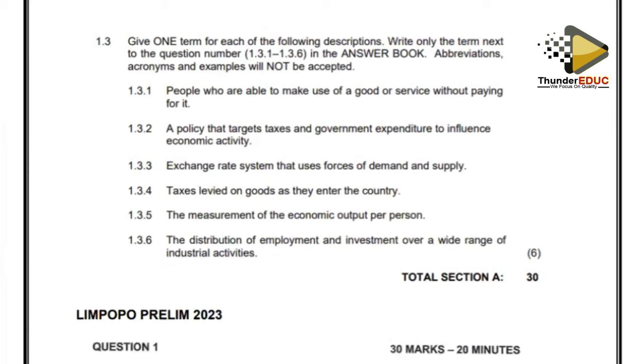The next question that we have is 1.3, which reads as follows: give one term for each of the following descriptions. Write only a term next to the question number. An example is given there. Also, grade 12, bear in mind that no abbreviations are needed and no acronyms are actually considered. Okay, right. So now 1.3.1 reads as follows: people who are able to make use of a good or a service without paying for it.